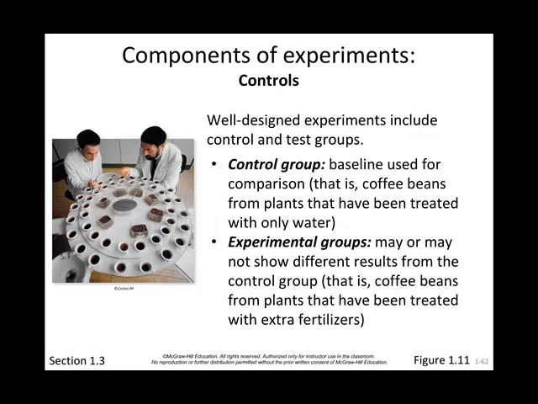A well-designed experiment also includes controls and test groups. The control group is the group that's being used for comparison. You can have negative and positive control groups as well. The negative control is the group that should give you a negative result. The positive control is the group that should give you a positive result. You can use these controls to compare with the experimental groups. The experimental groups are the ones that receive the treatment. These groups may or may not show results that are different from the control groups.